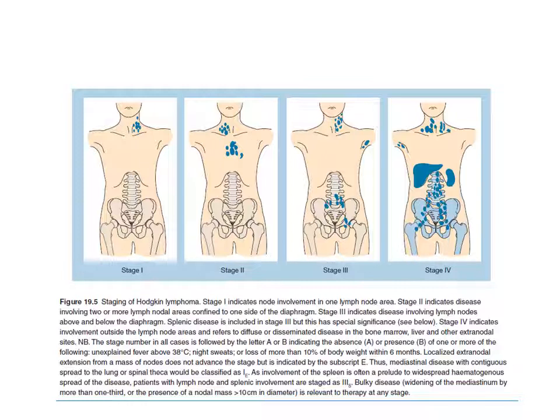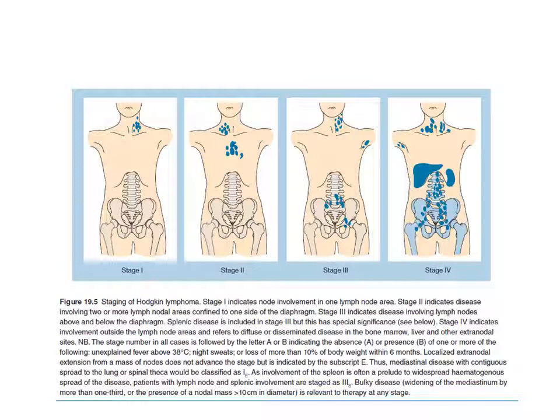So this is how we were doing this staging. The stage number in all cases is followed by the letter A or B, indicating the absence or presence of one or more of the following: unexplained fever of 38 degrees centigrade, night sweats, or loss of more than 10% body weight within 6 months. We have discussed all these things.